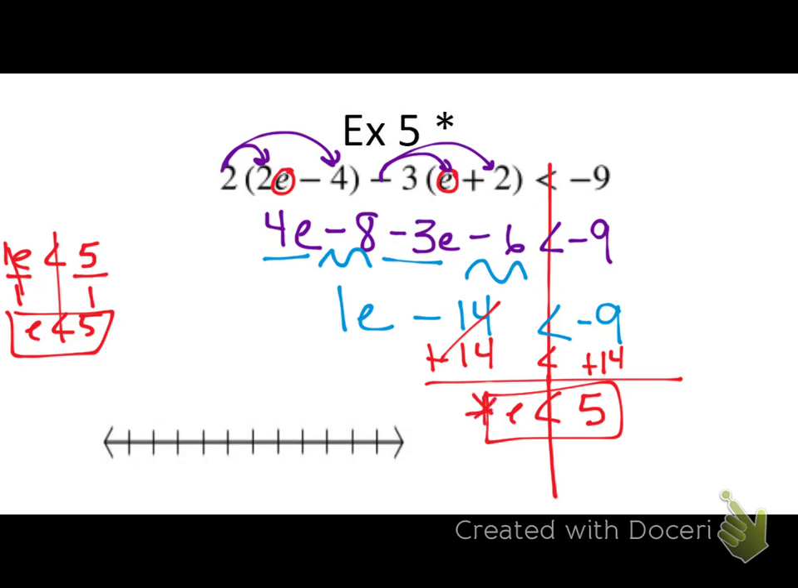Now, if it was a negative, could I do that? No. If it was a negative, that would change my positive answer of 5 to a negative, and not only that, what would I have to do with my inequality sign? Flip it. Okay. Open or closed? Left or right?